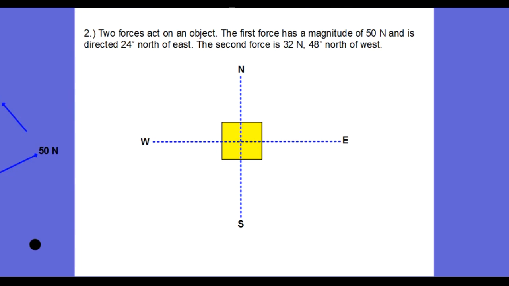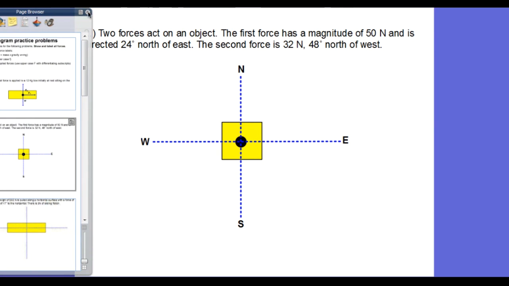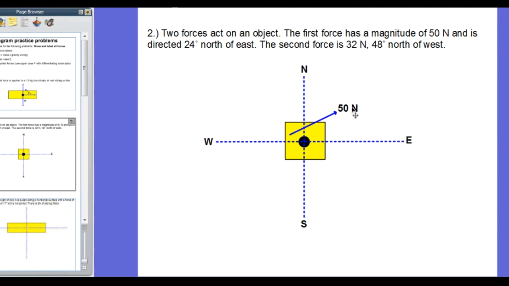Next, two forces act on an object, and one is 50 newtons directed 24 degrees north of east, and the second is 32 newtons north of west. They don't mention any other forces, so we're going to assume that the only two forces we care about are the ones they mention. Once again, I put it on a coordinate system, and there is my center of mass of the object. My first force, 50 newtons, right there, and of course my angle, 24 degrees north of east, would be that angle right there.